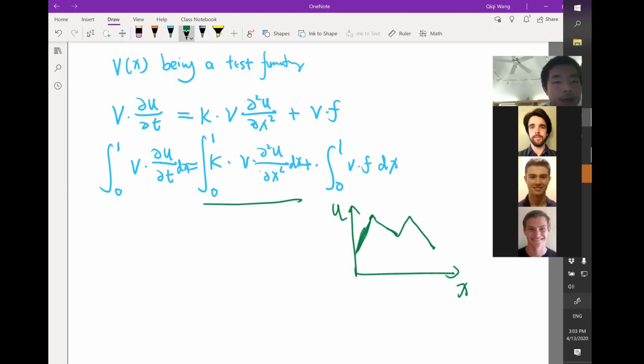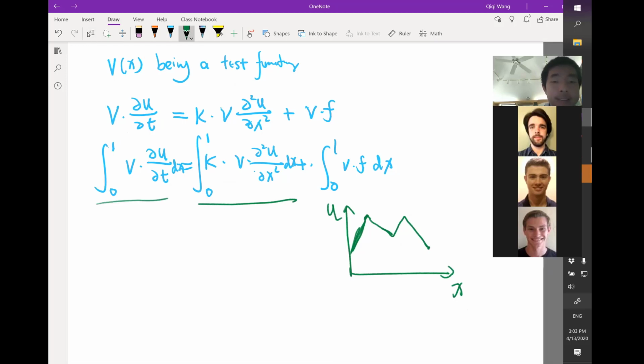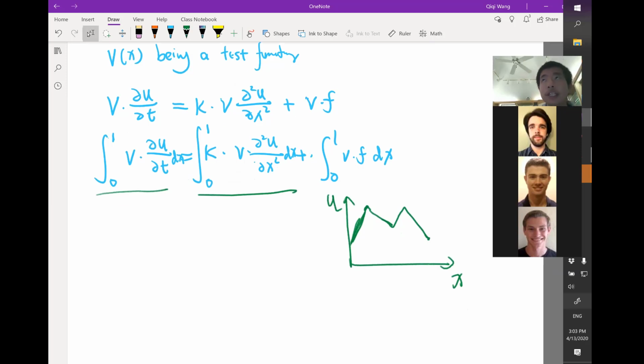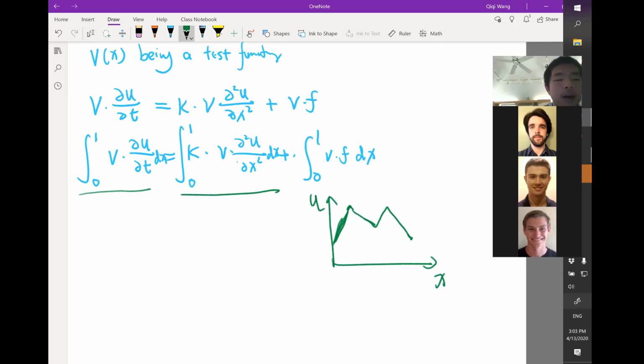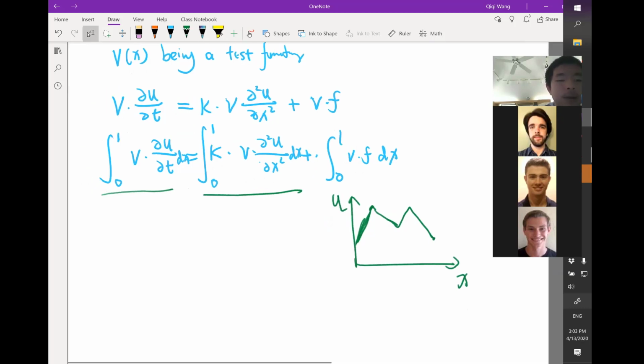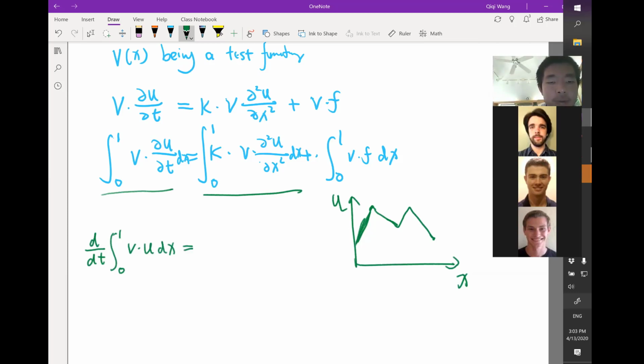Okay, so we actually keep this term to be the same as what we did in finite volume. We move the time derivative out of this integral, because when we have a time derivative and a spatial integral, as long as the two endpoints of the spatial integral don't change over time, we can just pull the time derivative out of the spatial integral.